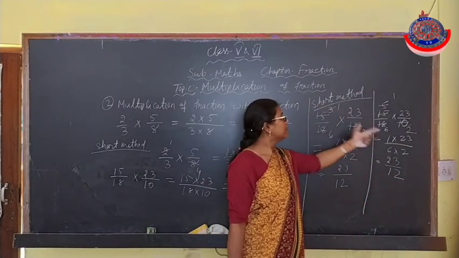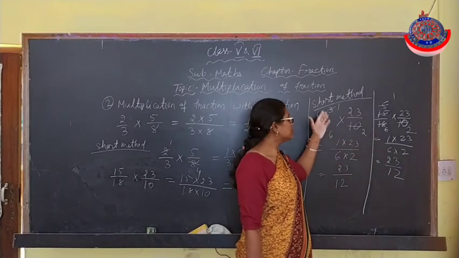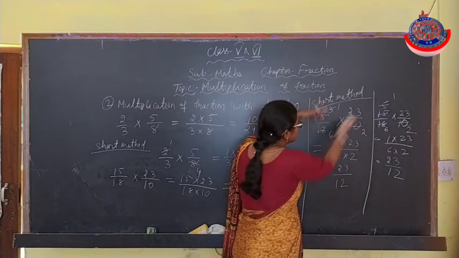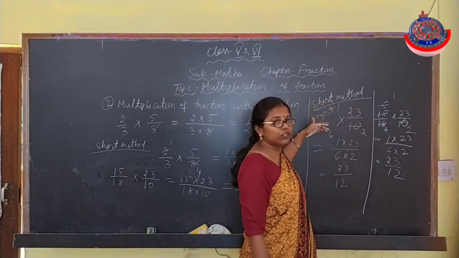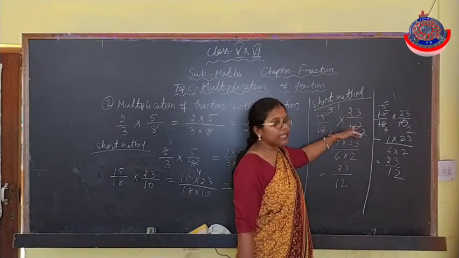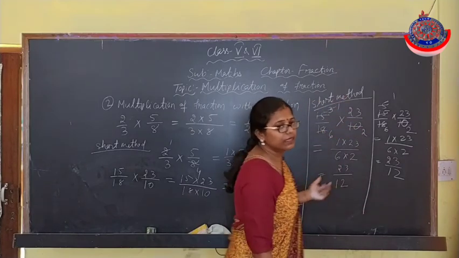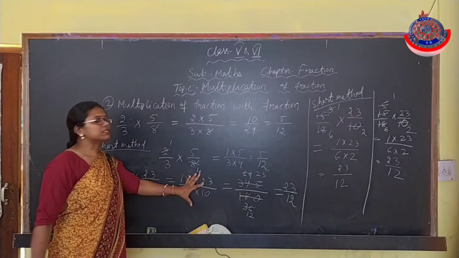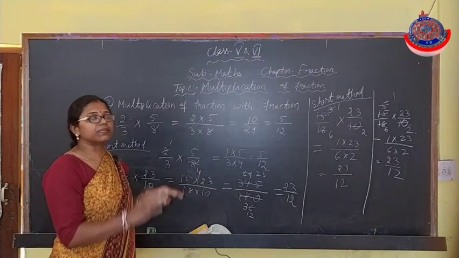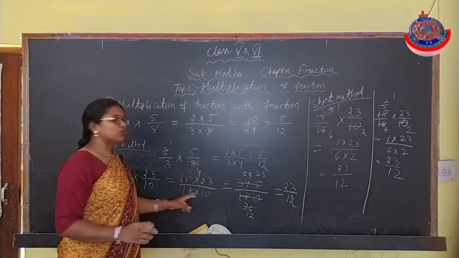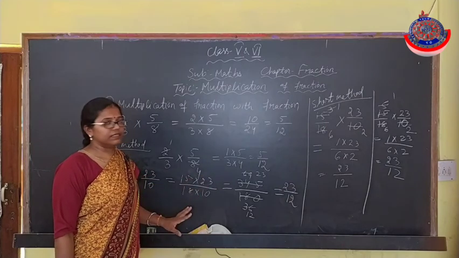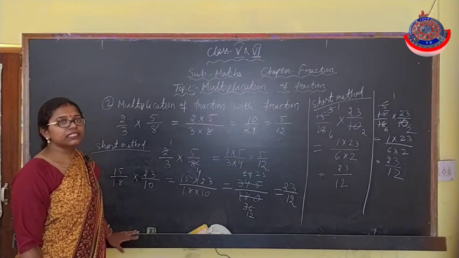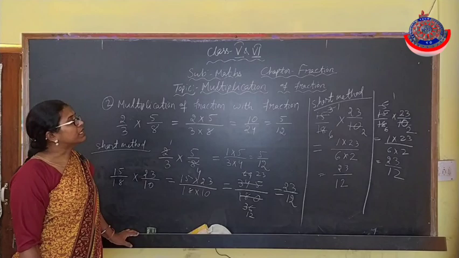In any way you can cancel these terms, or you can divide by their common factors. You can take first numerator with first denominator, or first numerator with second denominator. Any way you can cancel this. Or if this is difficult for you, you can just follow this method, in which you just multiply both the numerators and both the denominators. This is easy. Okay. Now your multiplication is over. Next we will discuss division of fraction.